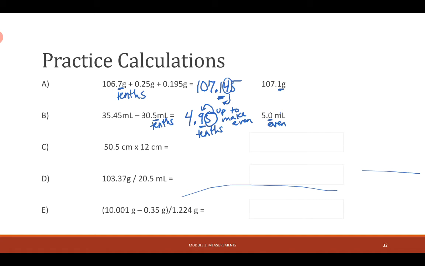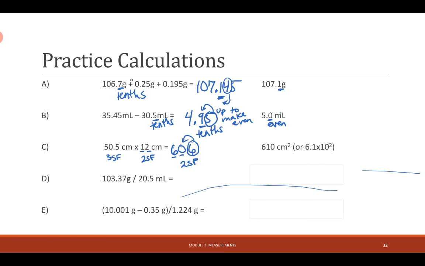Now we'll take our next one. 50.5 times 12 is 606. This is the multiplication rule, so this is 2 significant figures, which is less than 3 sig figs. So we need to keep 2 significant figures. And so we need to round up. Based on the 6, we round up, and so that becomes 610, which we could also report in scientific notation.